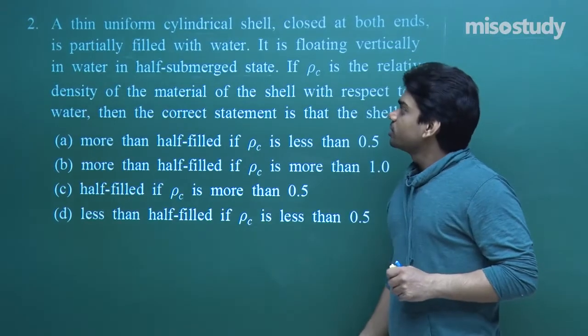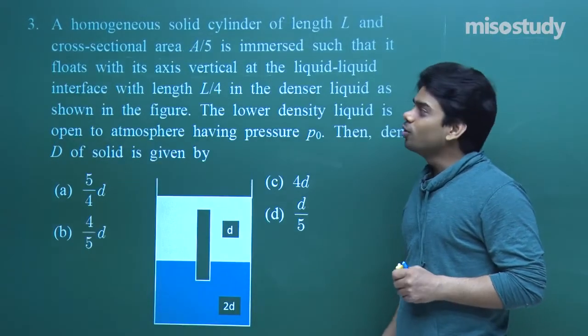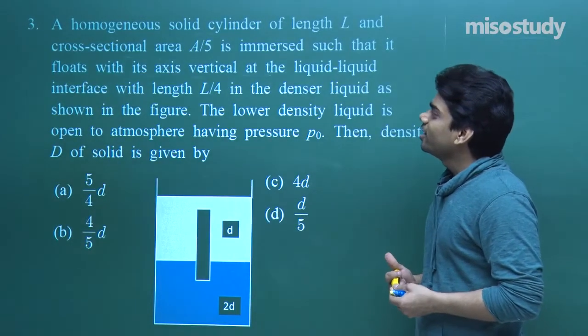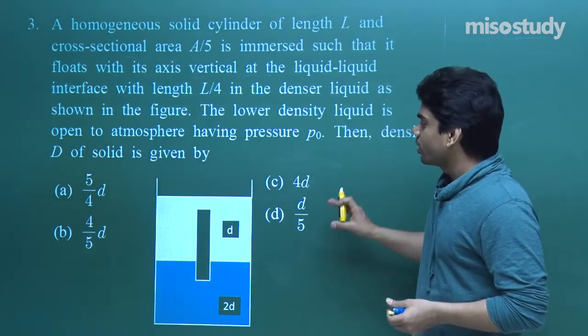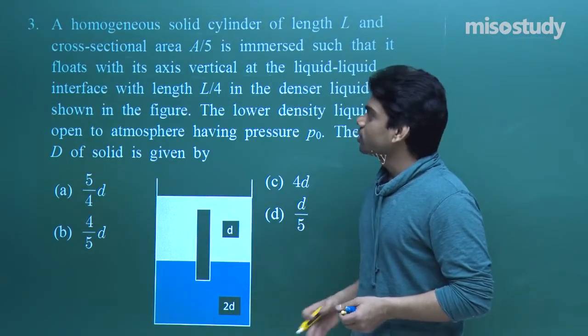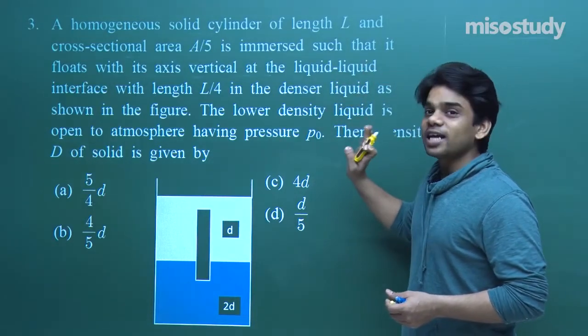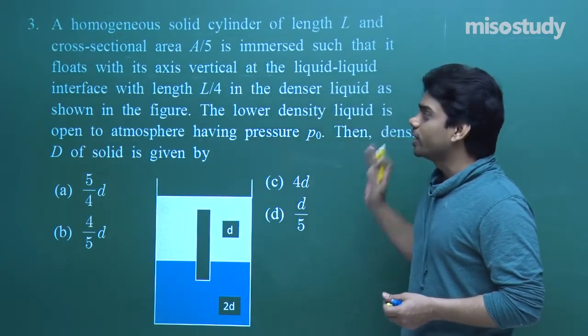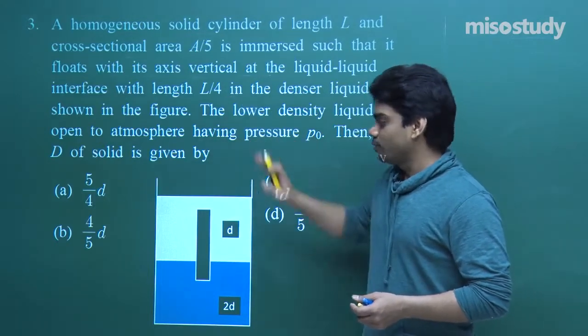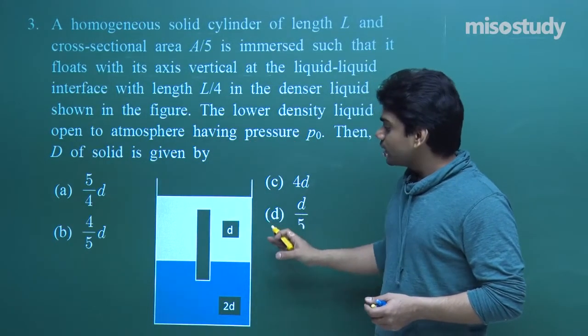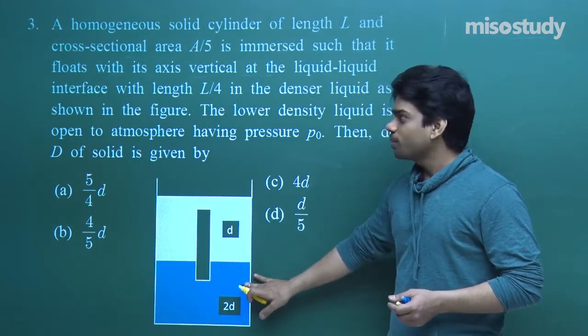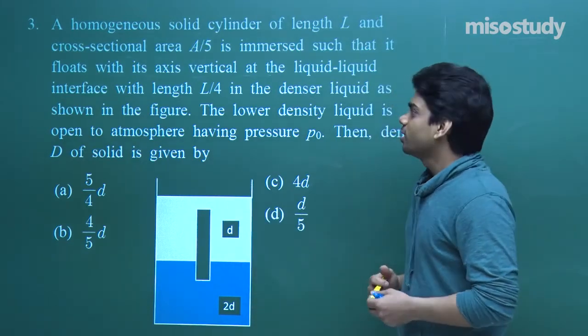Next question, question number 3. A homogeneous solid cylinder of length L and cross-sectional area A by 5 is immersed such that it floats with its axis vertical at the liquid-liquid interface with length L by 4. So here you see its length L by 4 is at the bottom part and length 3L by 4 will be in the upper part.